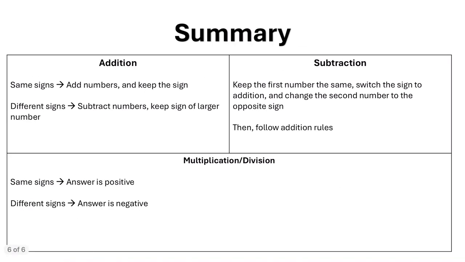So in summary, remember, these are the rules. So for addition, when you're doing same signs, you add the numbers and keep the sign. When you're doing different signs, subtract the numbers and then keep the sign of the larger number. Subtraction, we're going to change to addition using the additive inverse and then follow the rules of addition. When you're multiplying or dividing, if you have the same signs, the answer is positive. Different signs, the answer is negative.